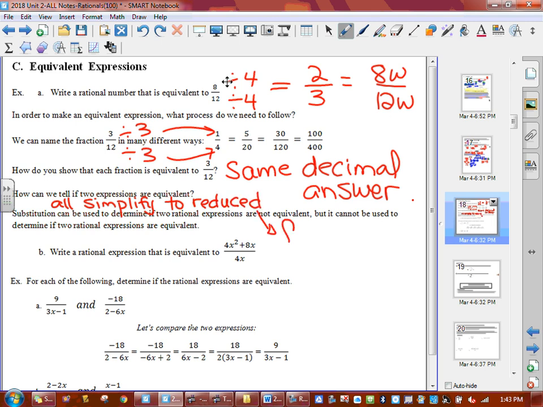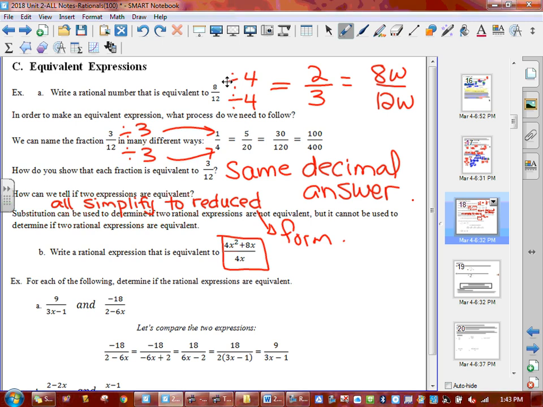So, we have a different expression up here. We've got one with 4x squared plus 8x with a 4x on the bottom. So, we want to make an equivalent expression to that. Who has an idea of what we could do to make an equivalent expression to that one? What could I do? Divide them all by 2?